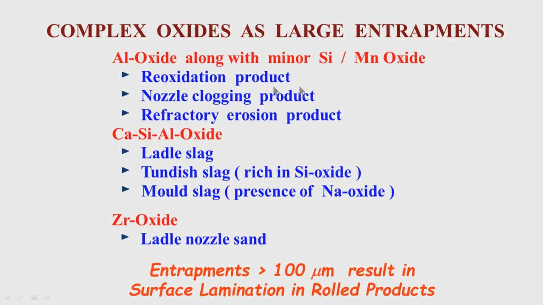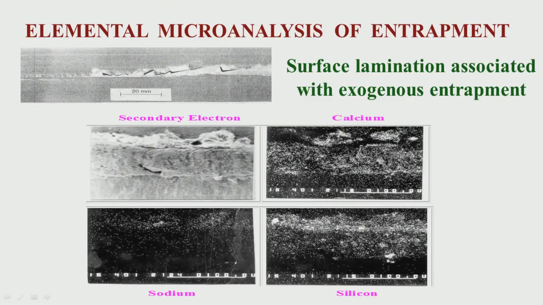These are mostly oxide type of entrapments, aluminum oxide with some silicon or manganese oxides, or slags, calcium, silicon, aluminum oxides. It might have some sodium oxides also if you had a mold slag, some fluoride also, calcium fluoride is added as fluidizer in mold slag. And you can know also by analyzing the defect samples, that also I have mentioned. If you have a defect, just under the defect whether any exogenous entrapment is present. Such large defects, there is a possibility of having some entrapment.